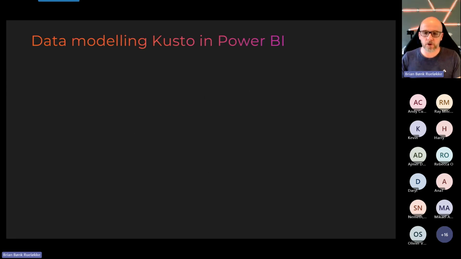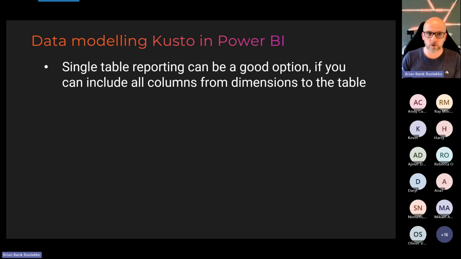This gives us some options that we need to take care of once we use the Power BI service for Kusto. Single table reporting is a good option if you can include all columns from a dimension in the table. I just talked about that. If you have an extremely broad table, that is completely fine. Just keep it as it is. You don't have to do data manipulation or data modeling on top of that. Keep it as it is. It will perform once you put it inside Power BI.